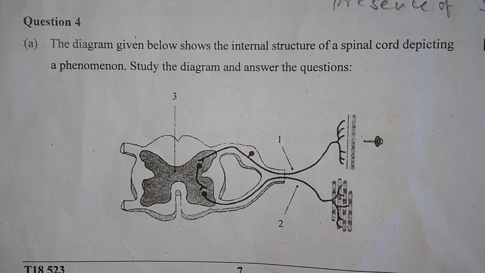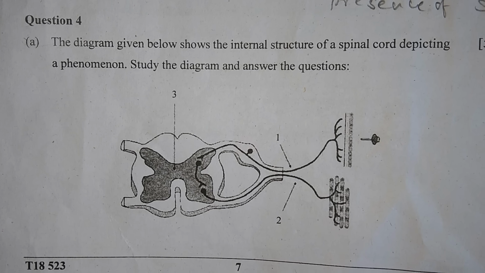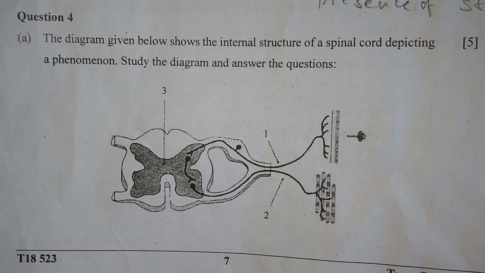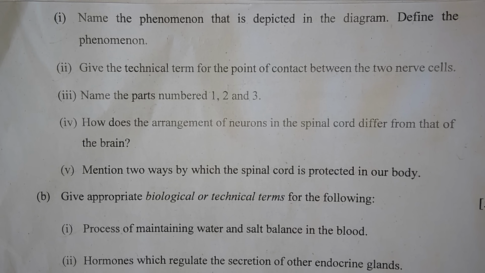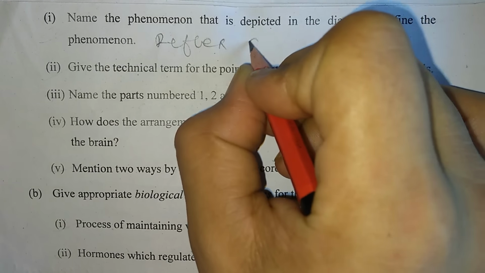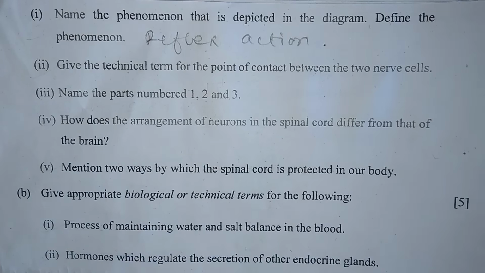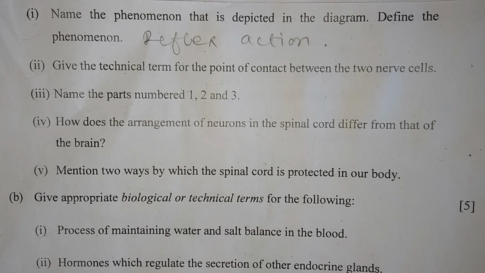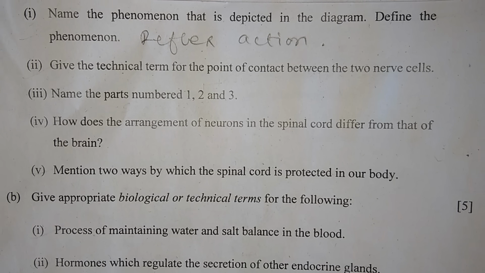Question number 4a. The diagram given below shows the internal structure of a spinal cord depicting a phenomenon. Study the diagram and answer the questions. Name the phenomenon that is depicted in the diagram. It's reflex action. You have to define this phenomenon. So what is reflex action? It is an involuntary action that is produced by a stimulus.